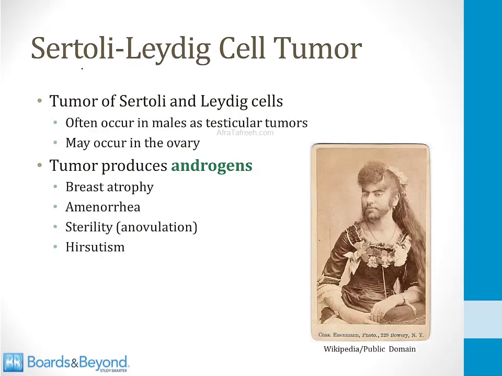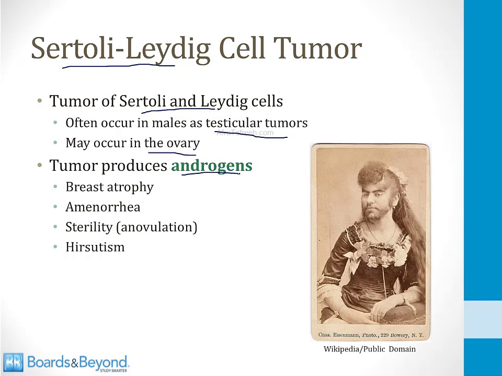Last ovarian stromal tumor is a Sertoli-Leydig cell tumor. These are tumors of the Sertoli and Leydig cells, which are normally found in the testes, so usually this type of tumor occurs in males as a testicular tumor, but rarely it can be found in the ovaries. And these tumors produce androgens because they derive from Sertoli and Leydig cells, which produce androgens.